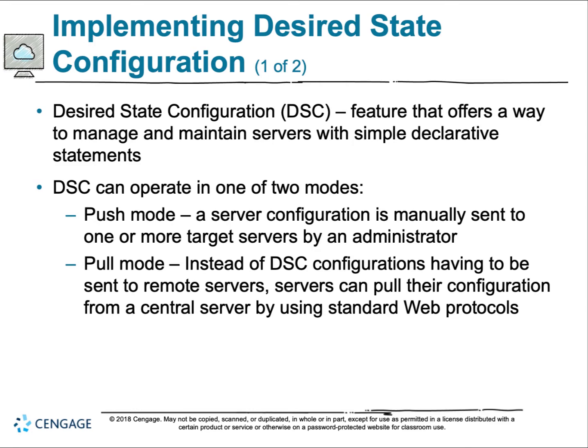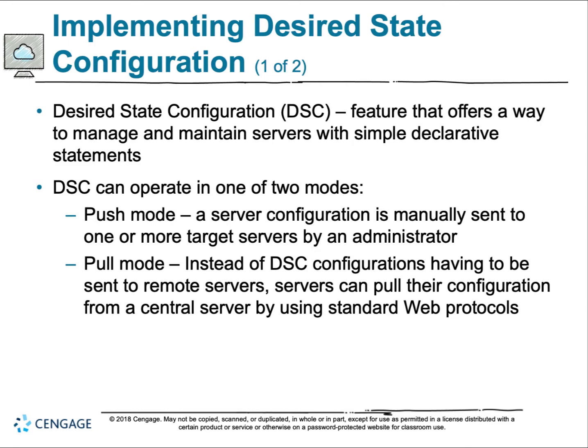DSC syntax makes it possible for you to just tell the server how it should be configured without using an actual command for performing configuration steps. DSC can operate in one of two methods, either push mode or pull mode. In push mode, a server configuration is manually sent to one or more target servers by an administrator. This mode is best used to test your DSC configuration without having to configure a pull server.